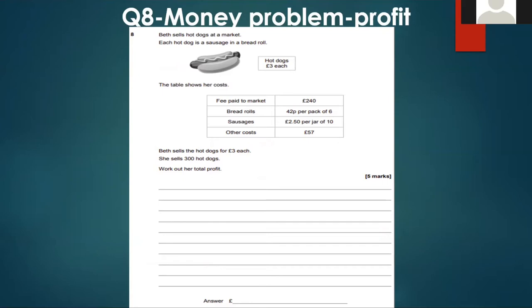Okay, well, first of all, what we're going to look at is the number of hot dogs sold times by the price to see the revenue, which is how much she's actually earning for that number of hot dogs that she sells. So what we're going to do is the number of hot dogs sold times by the price of each hot dog.